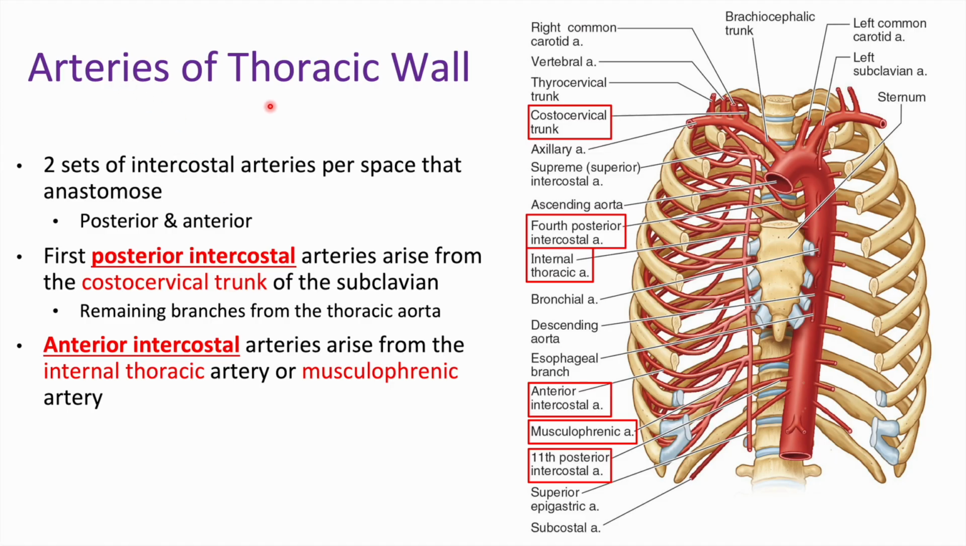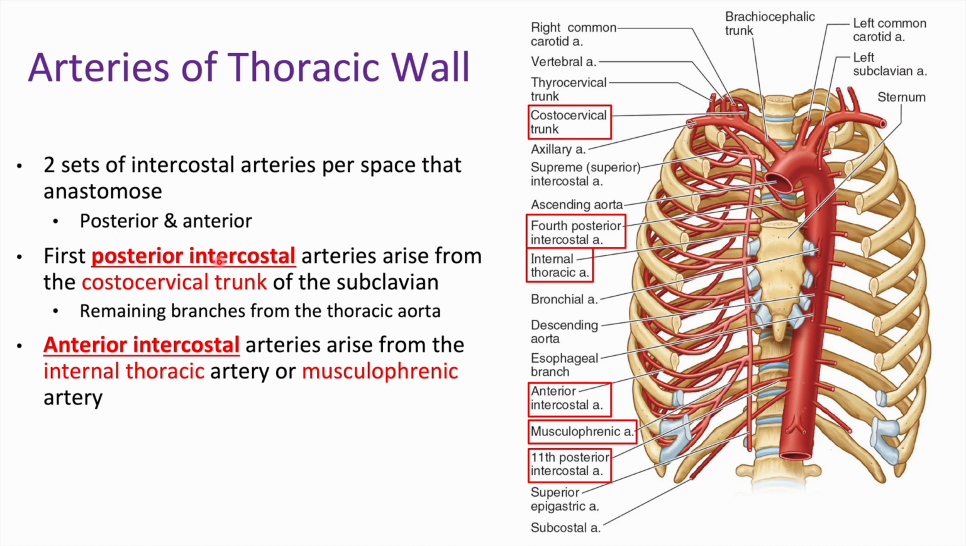Now let's look at arteries of the thoracic wall. So this is a really good diagram that just shows all the different arteries we have. And we talked about how we're going to have the vein running between each of the costals. And so this is going to be the artery that we look at here. We also have some important ones like this. But the main things we want to look at is we're going to have two sets of intercostal arteries per space, and they're going to anastomose. So we're going to have a posterior intercostal and an anterior intercostal.